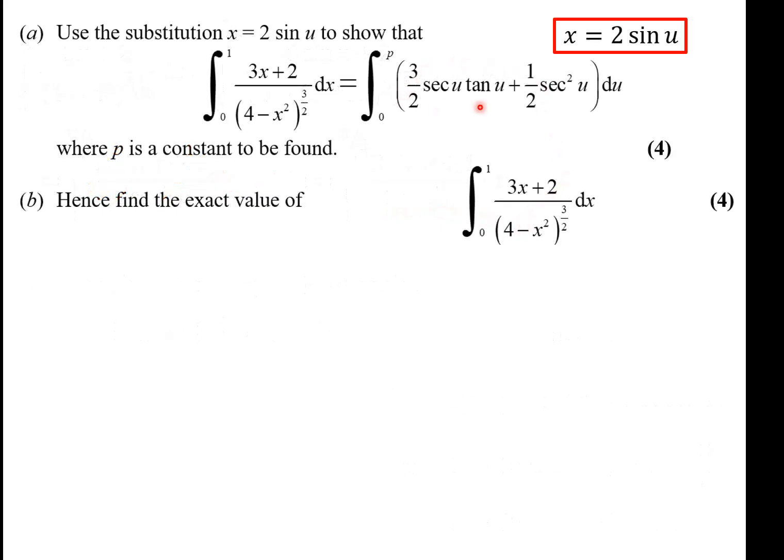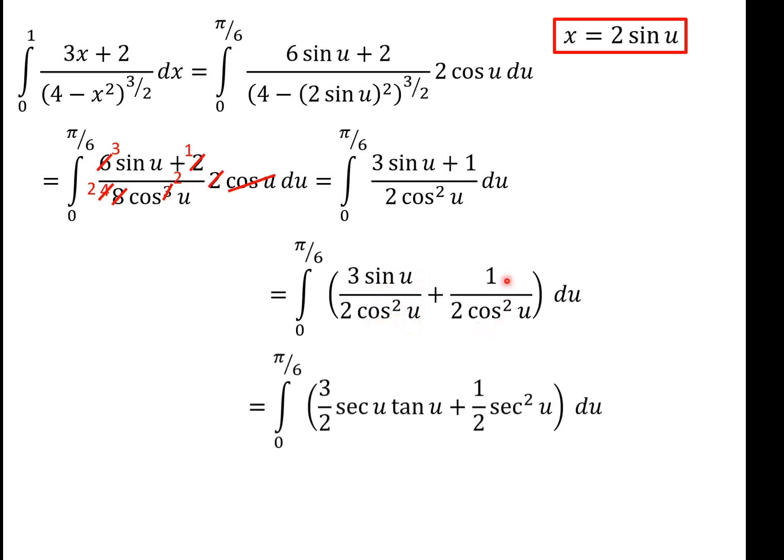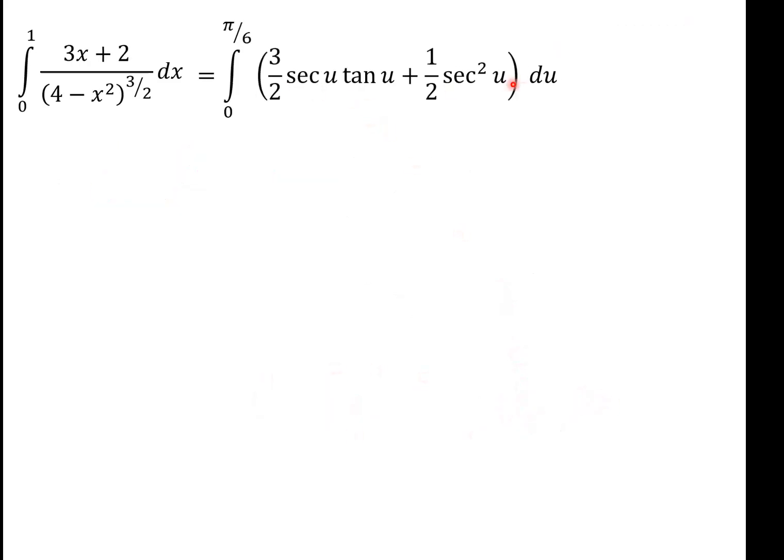We wanted it to look like this though, so I need to break it up into 2 parts. So I'll break it into 2 fractions, 3 sine u over 2 cos squared and 1 over 2 cos squared. And sine over cos squared, well I can write it as sine over cos times 1 over cos. So that's sec times tan, or tan times sec, and 1 over cos squared is sec squared, and that's the form we wanted it in. So we've got to integrate this and stick those limits in.